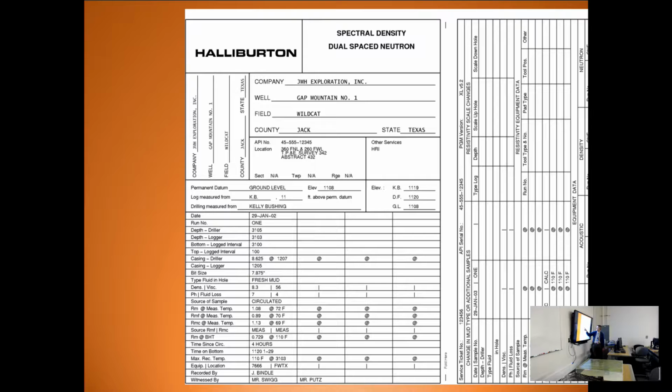Here again, see, ground level is your permanent datum. KB is Kelly bushing, saying that it's 11 feet above the permanent datum. And here are your different variations of elevation. Kelly bushing, this one highlighted here, is 1,119. Drilling floor, 1,120, because the Kelly bushing is only about this high, right? And then ground level, of course, is beneath all of that, 1,108. So not a huge amount of difference, but how thick is a reservoir these days?